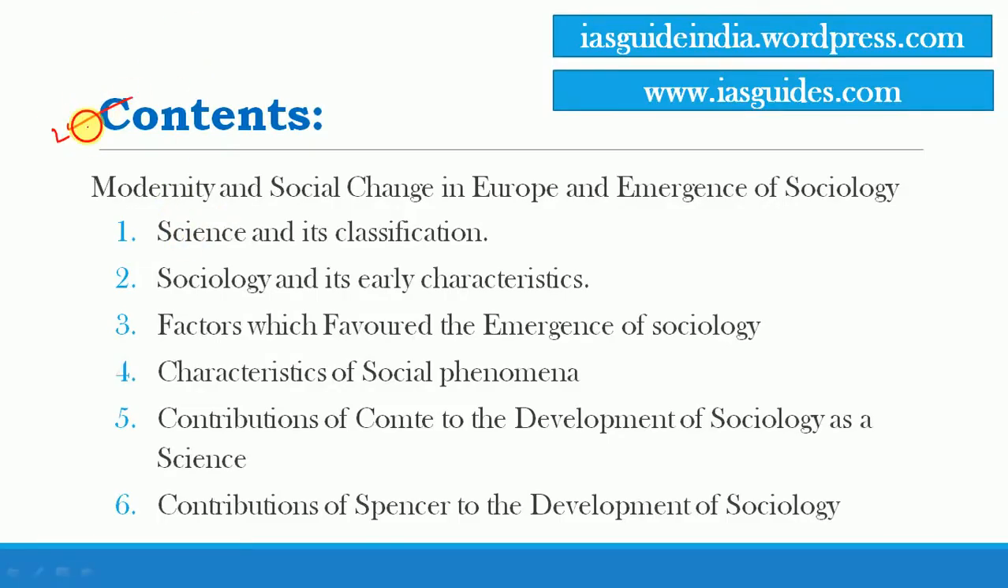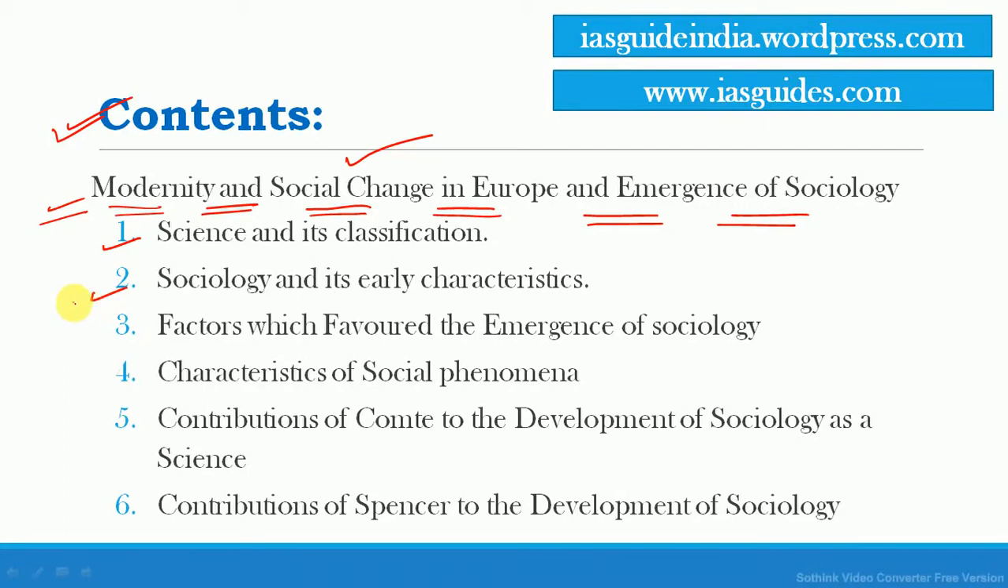And the contents are like this. The main subject we are going to deal with in this day 1 is modernity and social change in Europe and the emergence of sociology. This is the topic we are going to deal with in detail, and within this topic we are going to deal with the concept of science, what is science, the different classifications of science. Then next we'll be dealing with what is sociology, how it emerged actually, and what were the early characteristics sociology was having. Then the next concept, factors which favor the emergence of sociology.